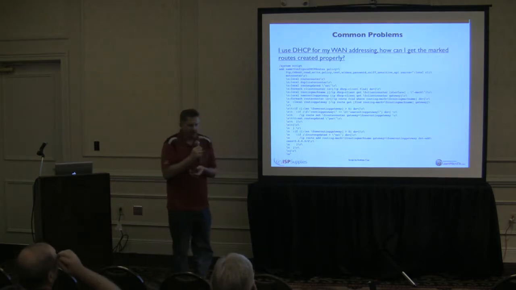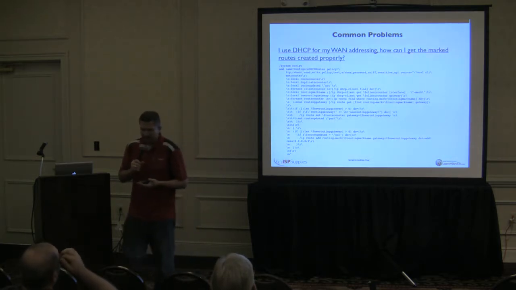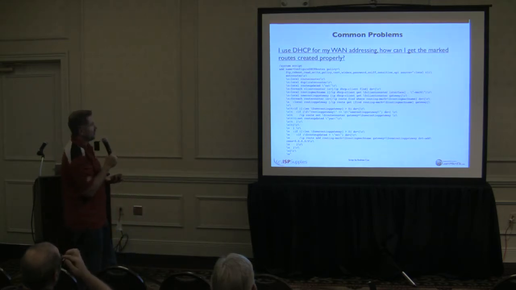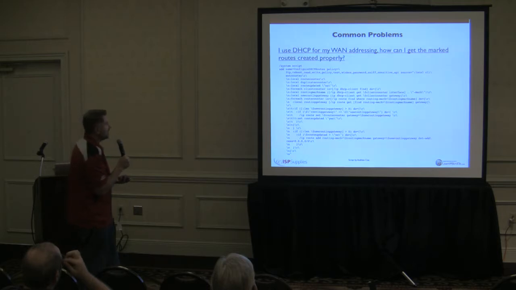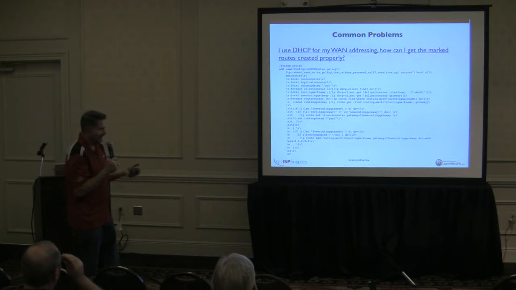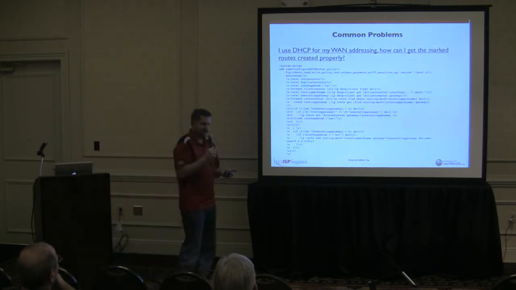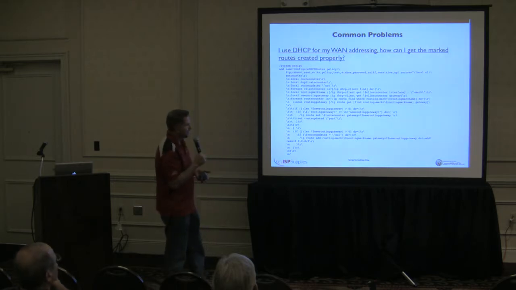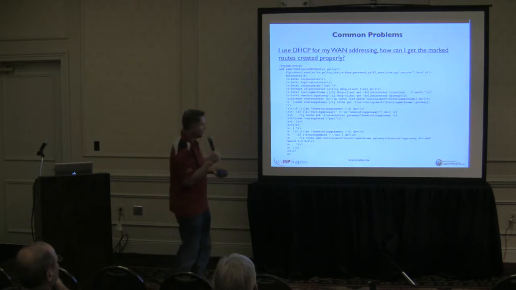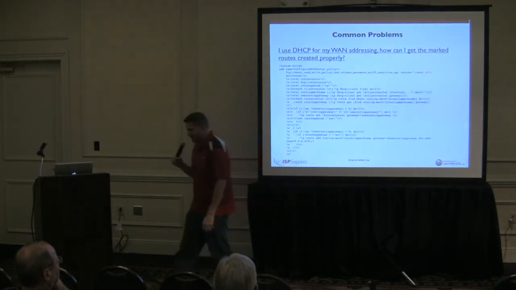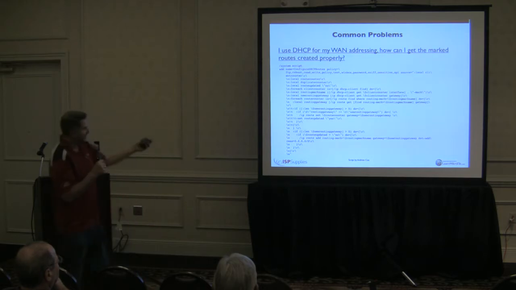So let's look at some common problems that people have creating this particular setup. First of all, I use DHCP for my WAN addressing. How do I get the marked routes? Because DHCP is going to give you a default gateway, but it's not going to have a mark on it. So I realized, hey, that is a problem. We need a script. I'm not much of a scripter. So I went to my friend Andrew Cox, who lives in the land down under, and I said, Andrew, I need a script. And here it is. And you can copy and you can paste and use this script.